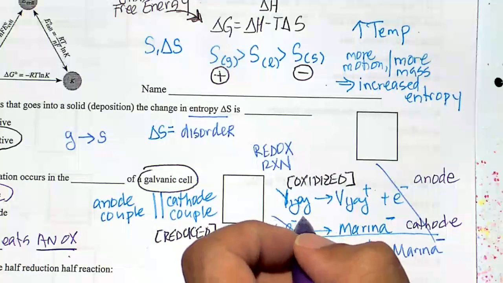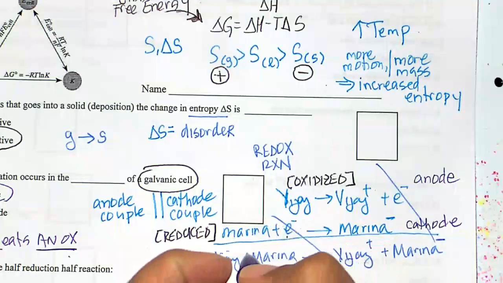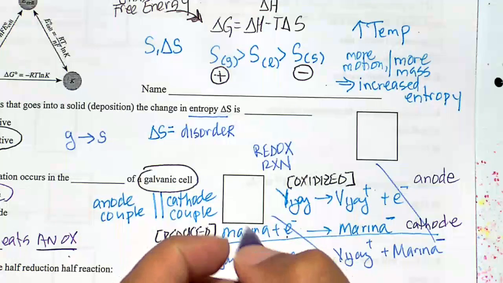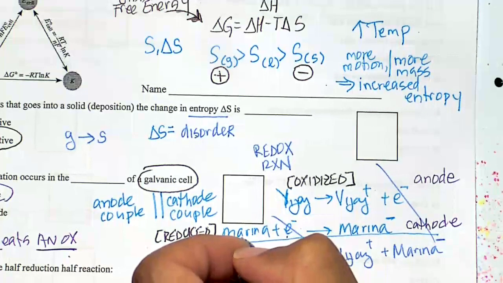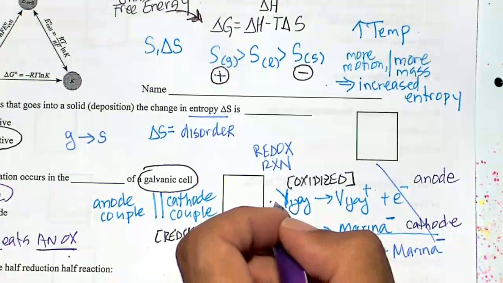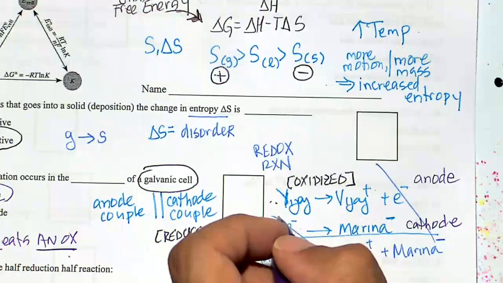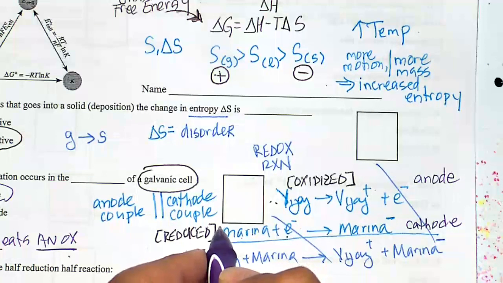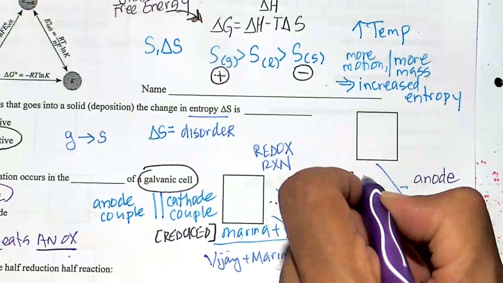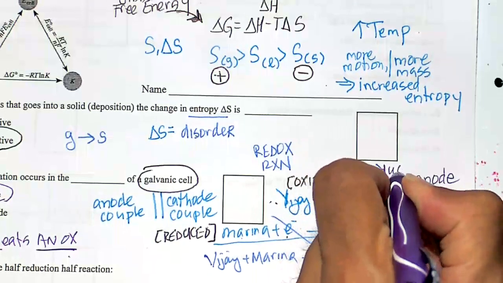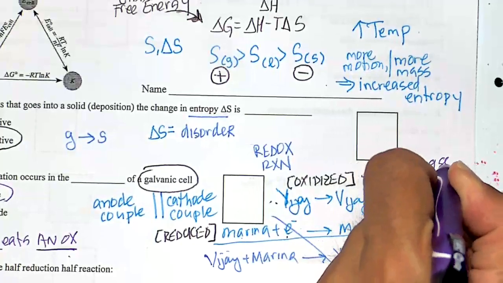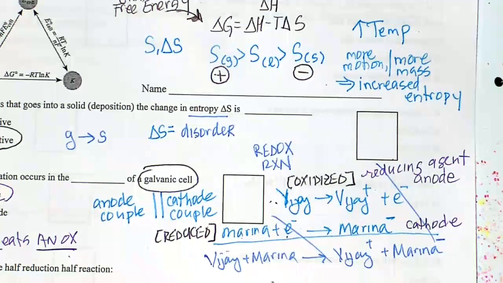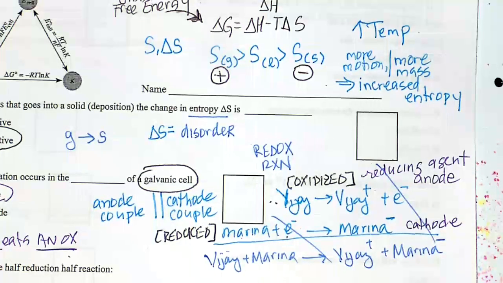All right, let me just tell you this. I get oxidized and Marina gets reduced. Can we agree upon this? Marina gets reduced. I get oxidized. So I am the agent that causes her reduction. I am the person that causes her to get reduced. So I am the reducing agent. It's backwards. That's why it can be confusing. I myself am the reducing agent.